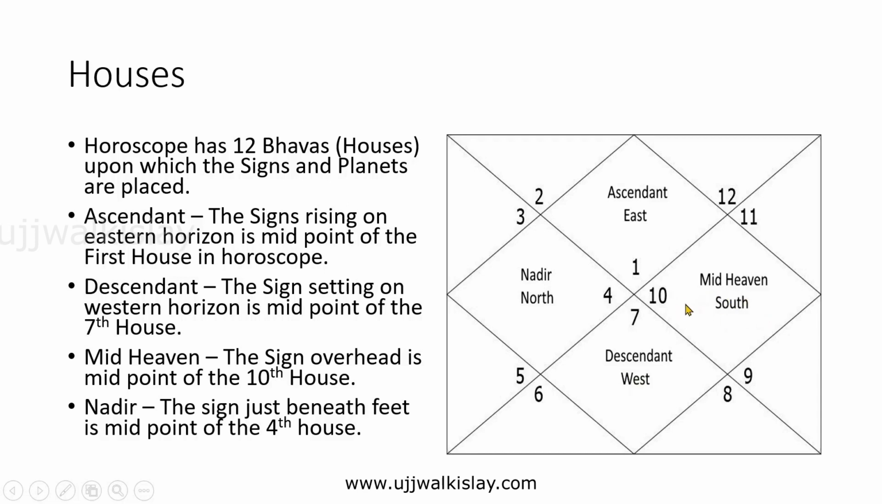Now, the 10th house refers to the midheaven. At any point when the horoscope is drawn, the sign that is overhead is placed in this 10th house. 10th house or midheaven denotes the south direction. Exactly opposite to the midheaven we have Nadir. At any point of time there will be a sign that will be just beneath our feet. That sign will occupy the fourth house and denote the direction north in a horoscope.